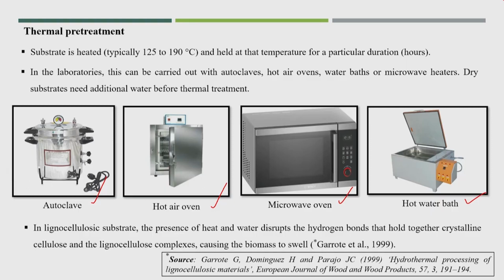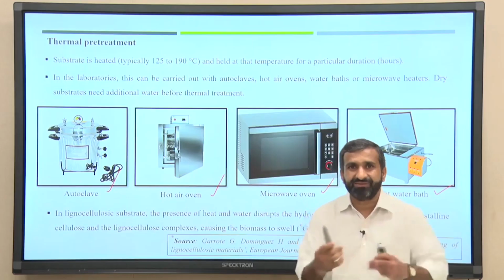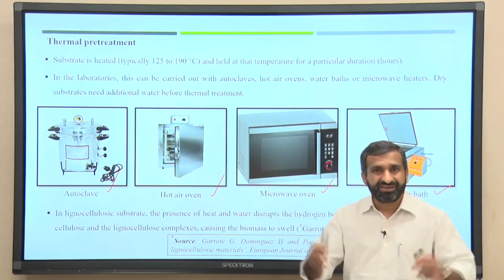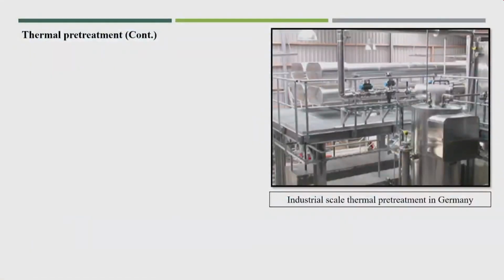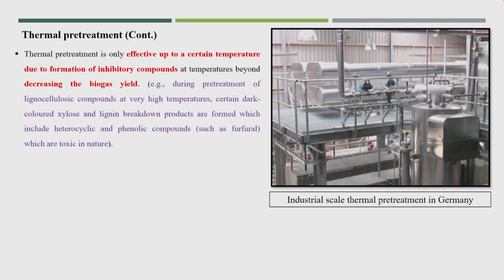And in lignocellulose substrate, the presence of heat and water disrupts the hydrogen bonds that hold together the crystalline cellulose and the lignocellulose complex, causing the biomass to swell. So, once it swells at the higher temperature, it will be available for the microbial degradation process. So, this is an industrial scale thermal pretreatment, one of the industry.